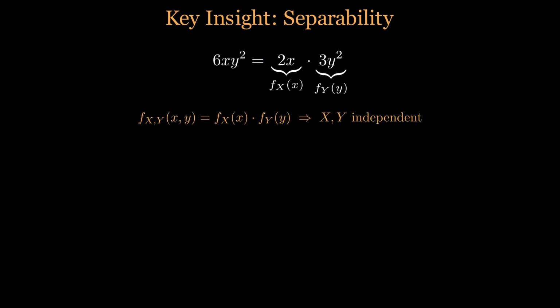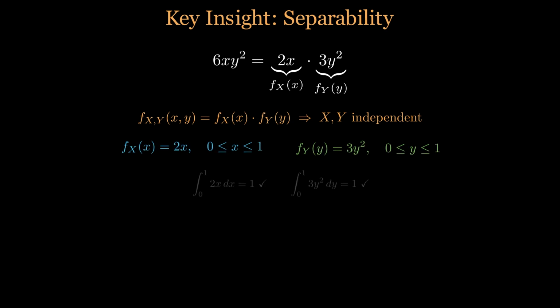The marginal PDF of X is 2x. The marginal PDF of Y is 3y squared. Both integrate to 1, confirming they are valid marginals.